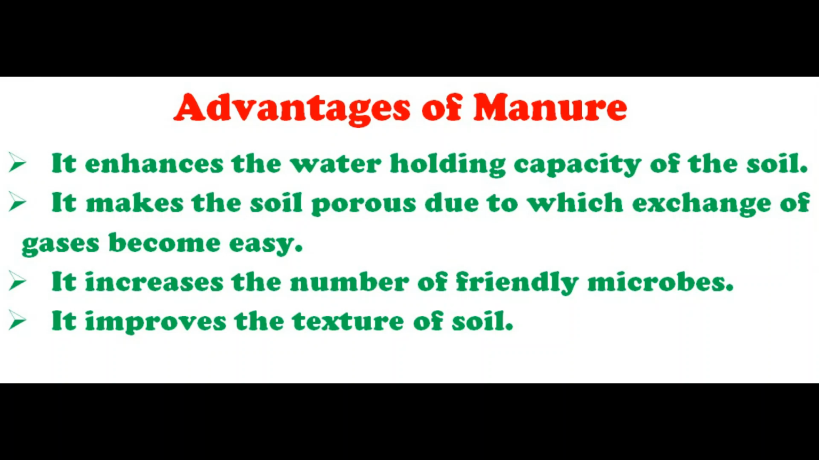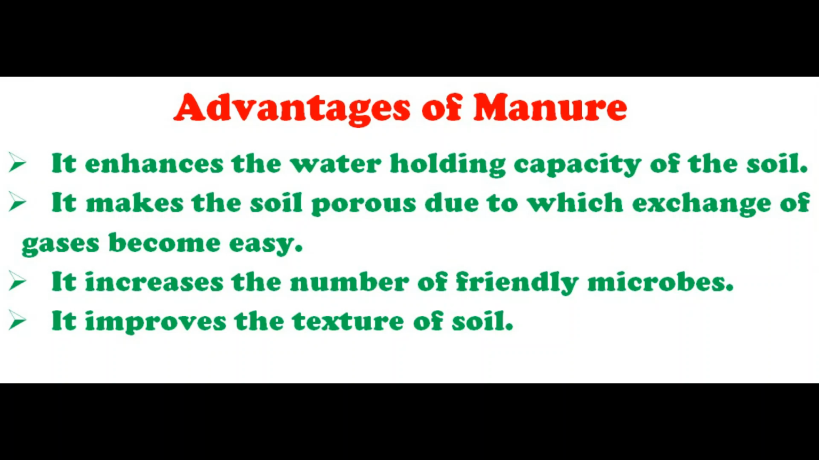What are they? Mature plants need a lot of water, and the soil must have a water holding capacity. This is enhanced by the manure. It enhances the water holding capacity of the soil. Number 2, it makes the soil porous, due to which exchange of gases like nitrogen, oxygen, carbon dioxide, between the atmosphere and the soil becomes easy.